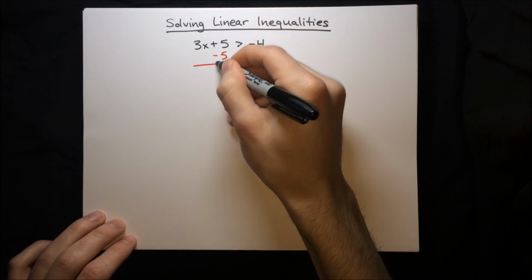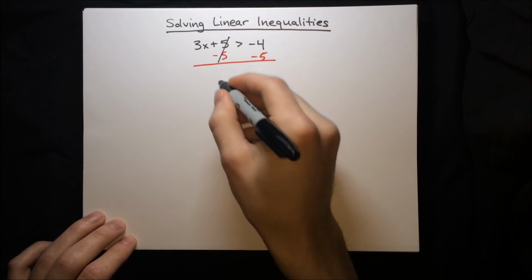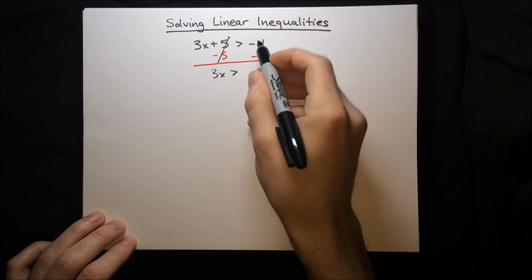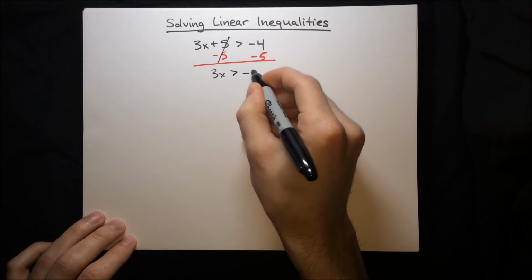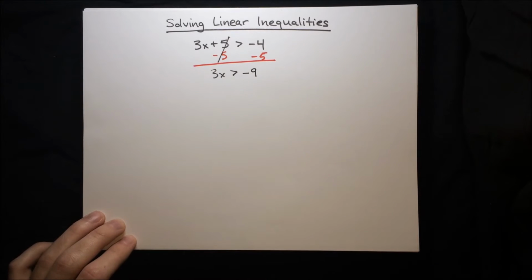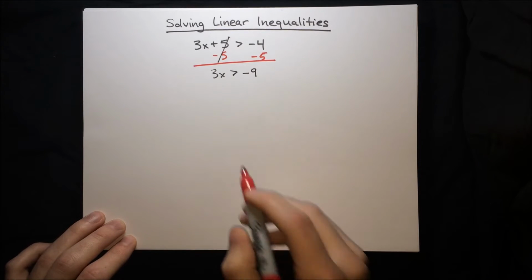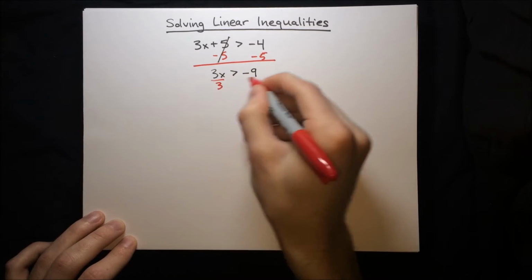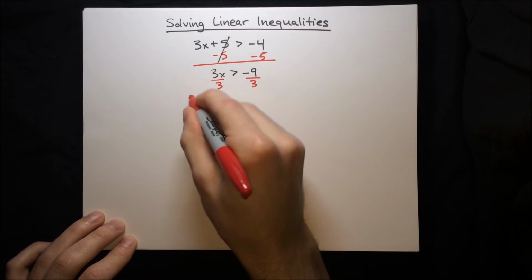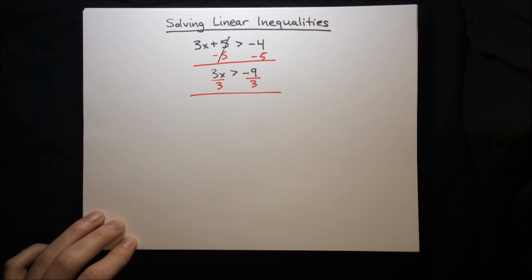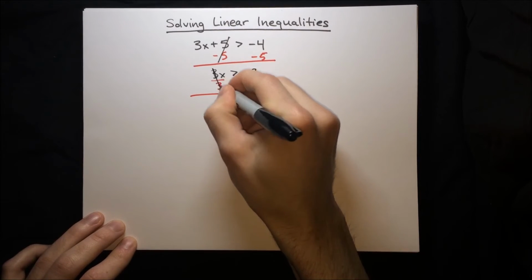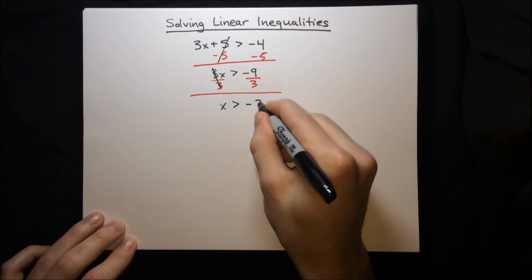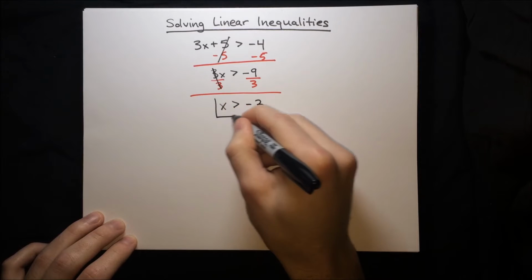And then, so the +5 cancels, and we've got just 3x is greater than -4 minus 5, which is -9. Okay, and now to isolate x, we need to get rid of the 3 in front of it, so we can divide by 3. Then these 3's cancel, and we've just got x is greater than -3. There we have it. There's our solution.